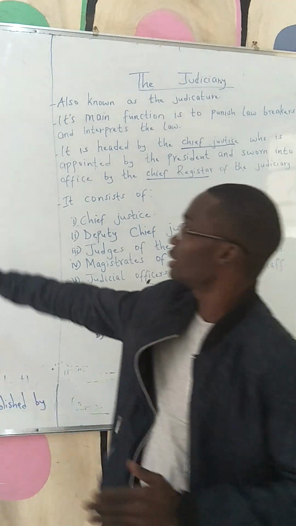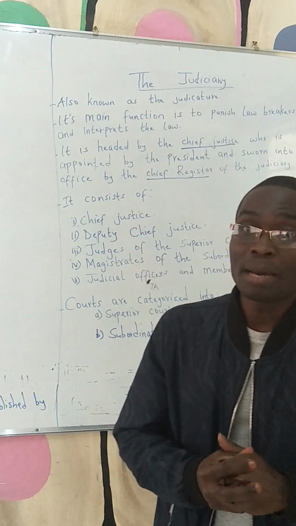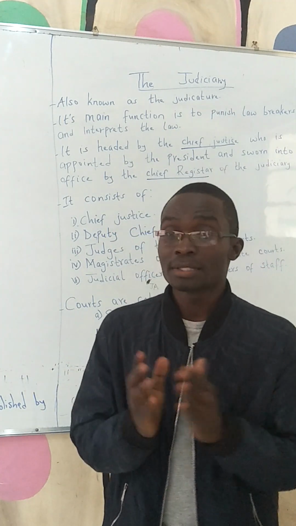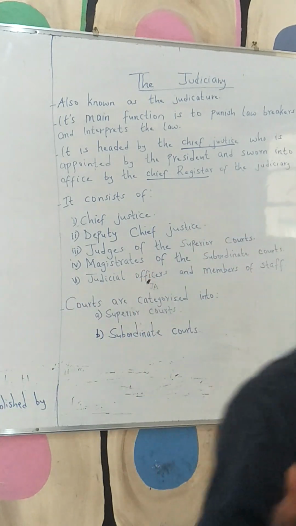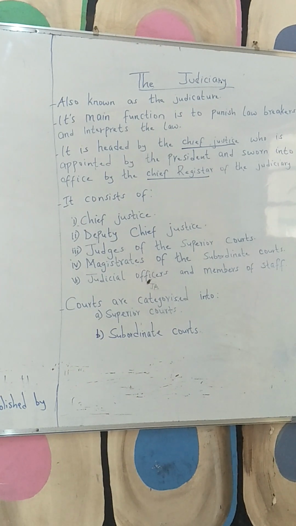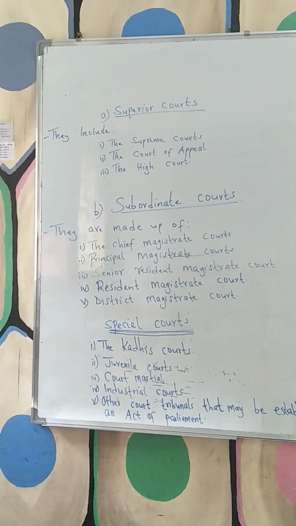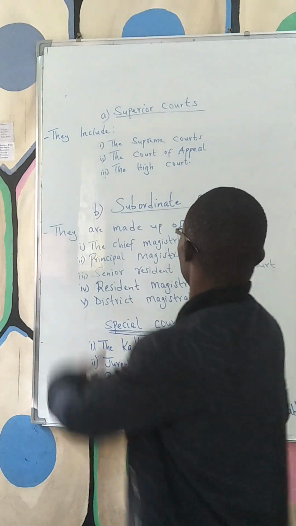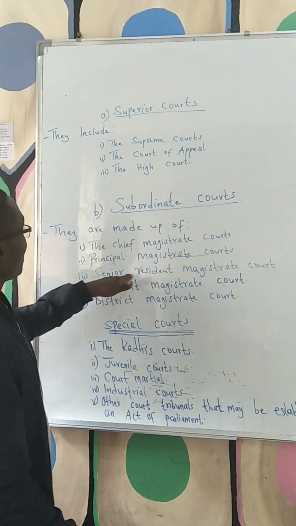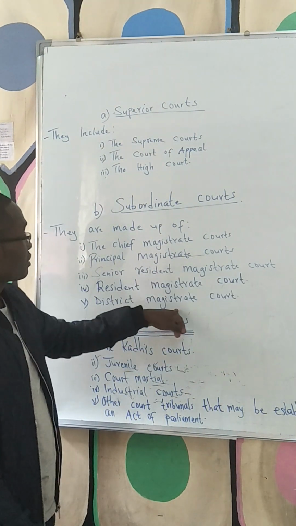Now, let's talk about subordinate courts. These are like law courts. They are made up of the chief magistrate court, the principal magistrate court, the senior resident magistrate court, the resident magistrate court, and the district magistrate court.